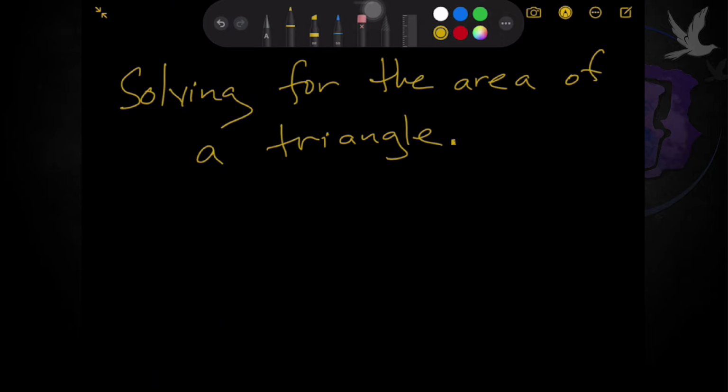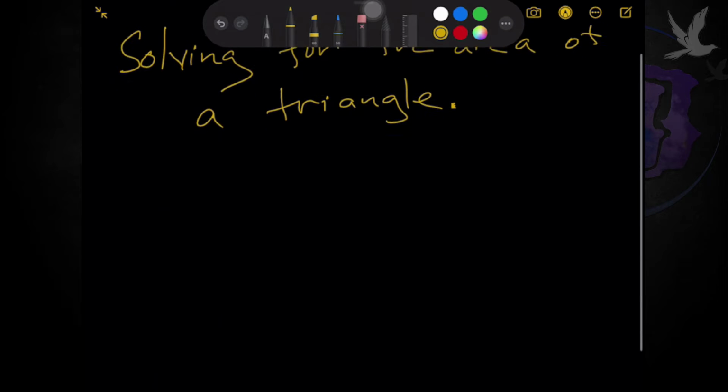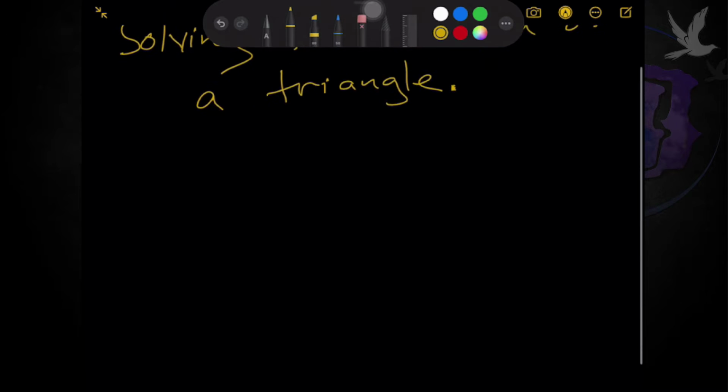Okay, but before that, what you need to learn first is, of course, to review how to solve for the area of a rectangle. Okay, how to solve for the area of a rectangle.